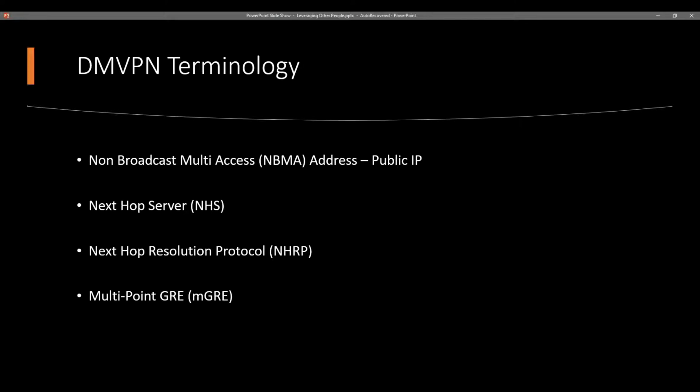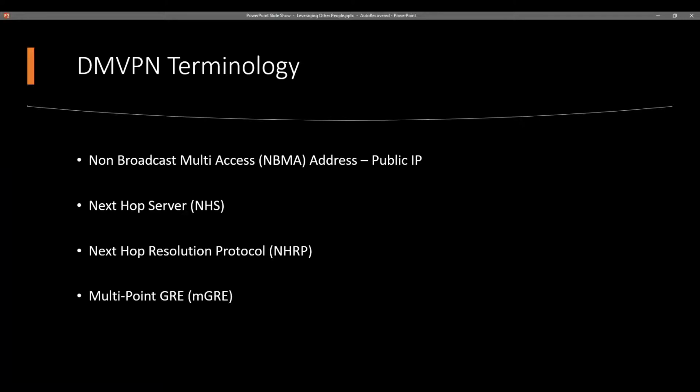Now, let's go over some DMVPN terminology, because as we start getting into the design and how DMVPN works, all of this is going to come into play. So we have the non-broadcast multi-access, or NBMA, address. We just refer to this as the public IP. So remember, every router connects to the internet. They're all going to have public IPs. The public IP is going to be your NBMA address.